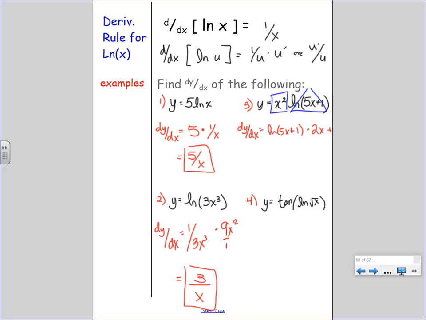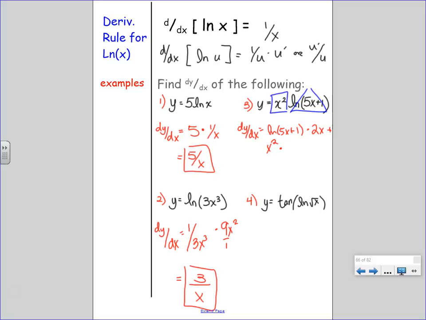First of all, why do we have to use the product rule again? Because it multiplies. X squared times ln of. This isn't product rule, but this is. Plus, first, rewrite it.